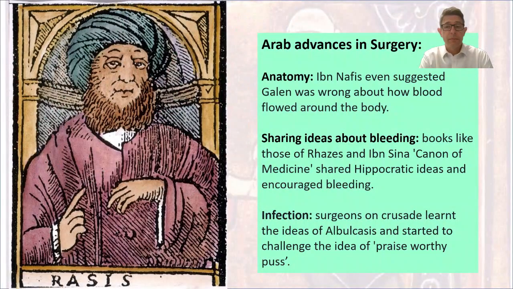We can't also forget Arab advances in surgery as well. So we need to be aware that there were important Arab doctors helping surgery. So Ibn Nafis suggested Galen was wrong about how blood flowed around the body for anatomy. Obviously, there was a lot of sharing ideas about bleeding. Rhazes and Ibn Sina had the Canon of Medicine, which shared the ideas of Hippocrates and Galen about bleeding. And in fact, a lot of the ideas about Galen and Hippocrates were stored in the Arab world and were shared from there. Infection. Surgeons on crusade learnt about the ideas of Albucasis, who said that praiseworthy pus was wrong, and therefore they started to remove infection and clean wounds better in the West.